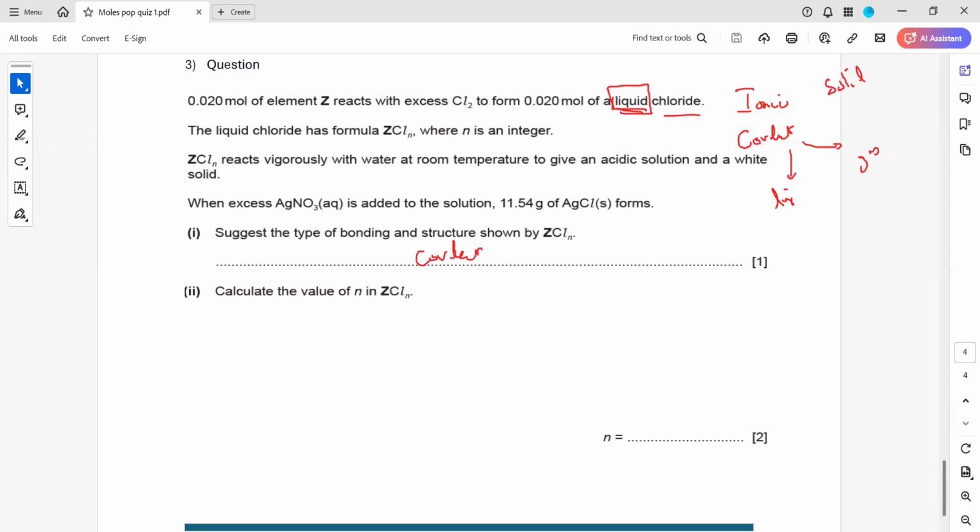And the second thing, what kind of covalent? Because it is a liquid. So what kind of covalent? It should be liquid and a gas. They are simple covalent. If it was a giant covalent, then it should be a solid at room temperature. Is it clear now? The bonding and the structure?